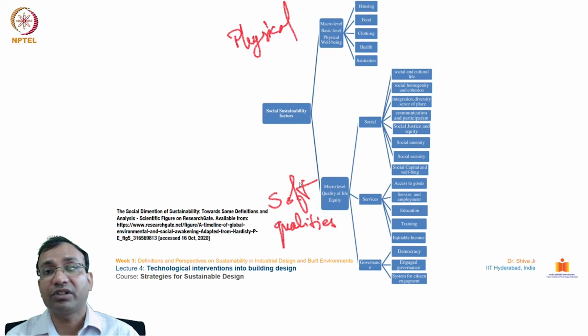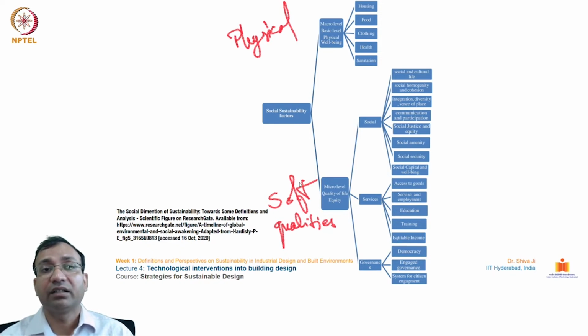And then comes community and participation: how well every quarter of the community is able to participate in the developmental activities. What are their sayings, what are their concerns? These should be addressed in any socially sustainable society.